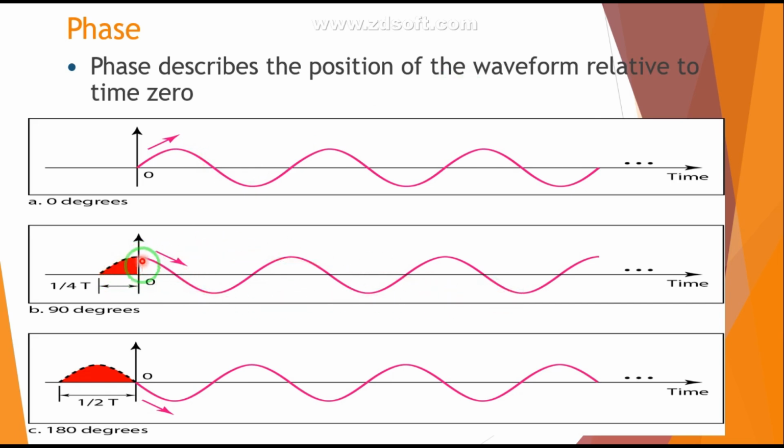And see this second figure. You can see that this signal is being delayed by 1 by 4 T seconds. T is the time period. So you can observe it originates at 90 degree. This is your 90 degree. So the phase of this signal is what? 90 degree. And similarly, if it occurs at this instant, it is delayed by 1 by 2 T second. So it means what? It has how much degree? 180 degree, that is pi by 2.